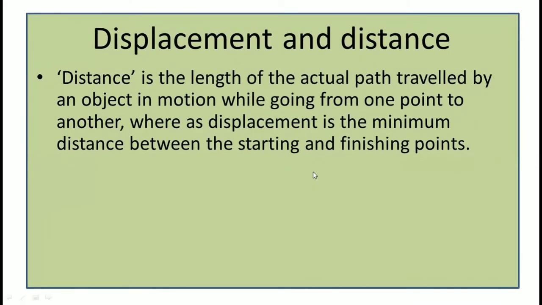Now displacement and distance. Distance is the length of the actual path traveled by the object in motion while going from one point to another point. Whereas displacement is the minimum distance between the starting point and the final point. That means even if the displacement of an object is 0, the actual distance traveled by it may not be 0, because it moved over some small parts.